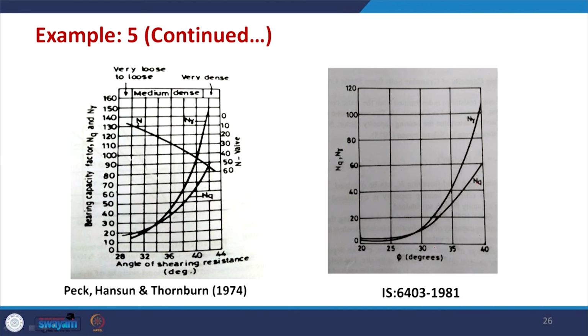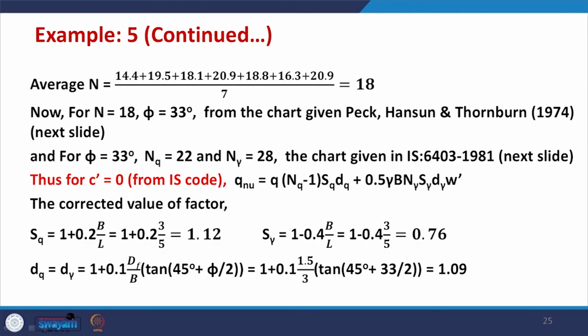NQ and N gamma for the corresponding value of phi, you read from this chart, and this is given here, which is coming out 22 and N gamma. And here the value of C is given 0. So, we do not need the value of NC, and finally using this relation you get the value of net ultimate bearing capacity. Here this is according to IS code.